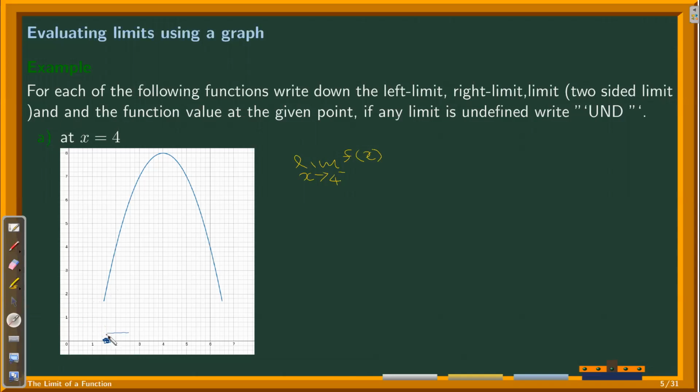As I approach 4 from this side, when I am moving this x coordinate, the corresponding point on the graph climbs up along the graph, and the y coordinate corresponding to that point keeps approaching 8. So because of that, I can tell this left limit is 8.